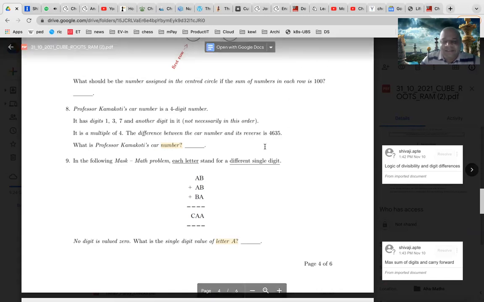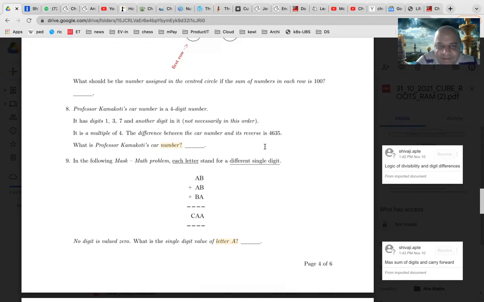Sir, can I say something? Sir, over here in the question it says it has digits 137 and another digit in it, not necessarily in this order. Yeah. It is a multiple of 4. Now it can refer to the entire number being a multiple of 4 or just the last digit being a multiple of 4. No. It is referring to the entire number. But it can also mean the other one, right? It can mean, but it is not.